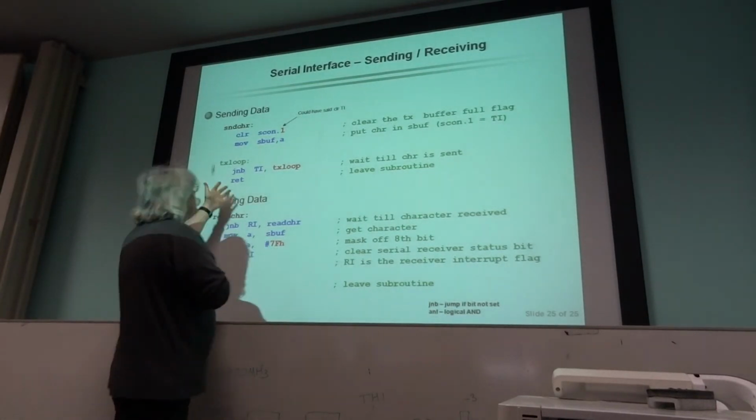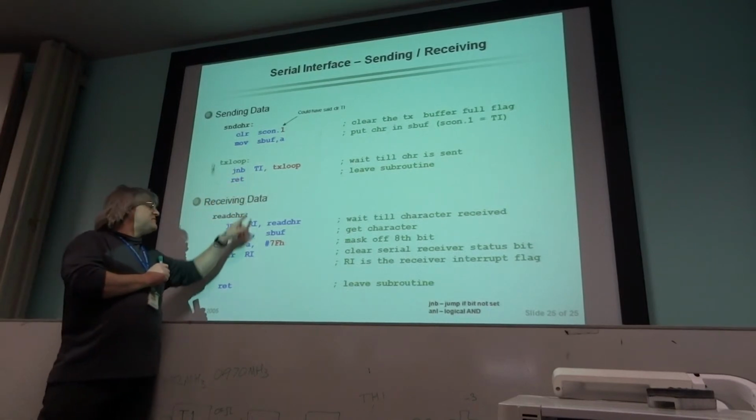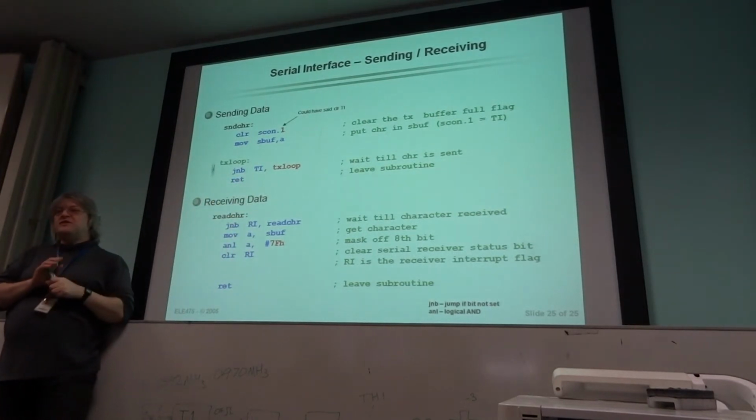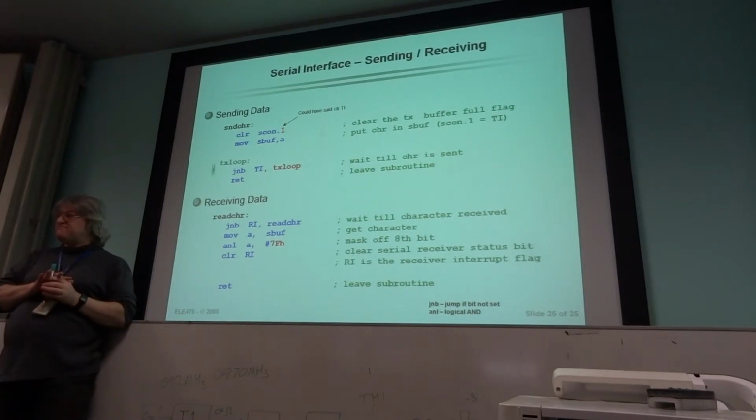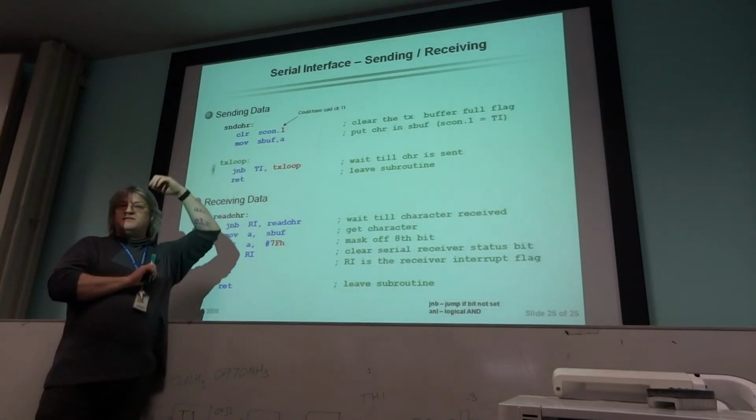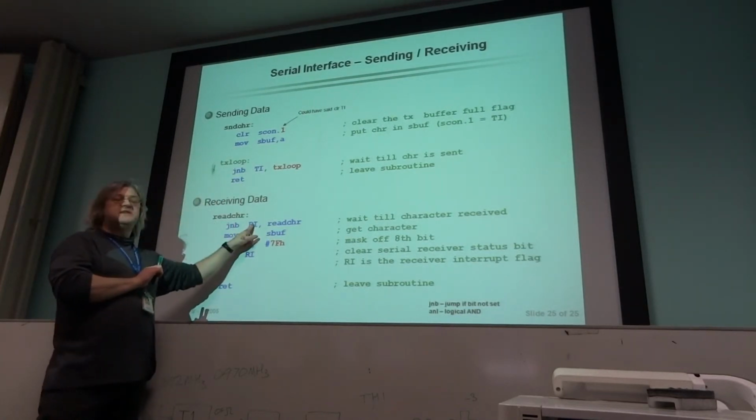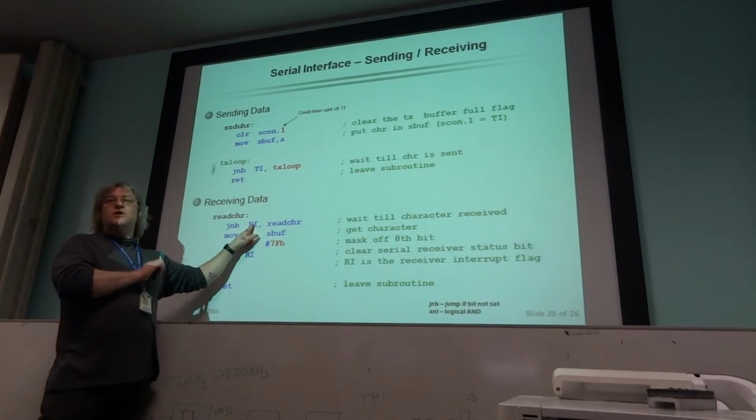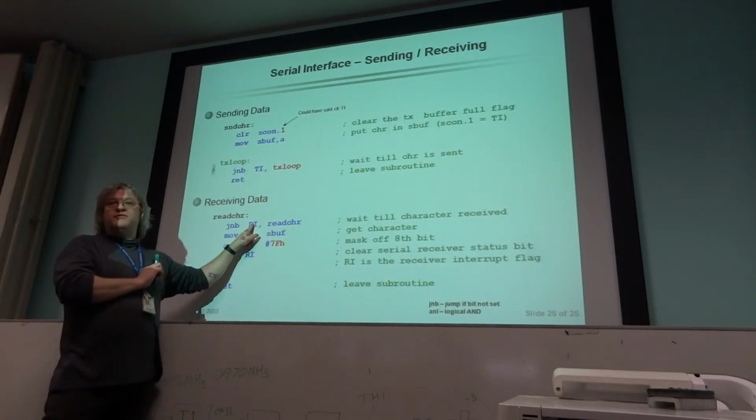Like I say, in this particular case, although we're using transmit interrupt and receive interrupt, we're using them as polling flags. We're not using interrupts. And it's our job to clear these flags. If something comes in and you don't read it quick enough, you'll overwrite what was there before, you'll lose it forever.